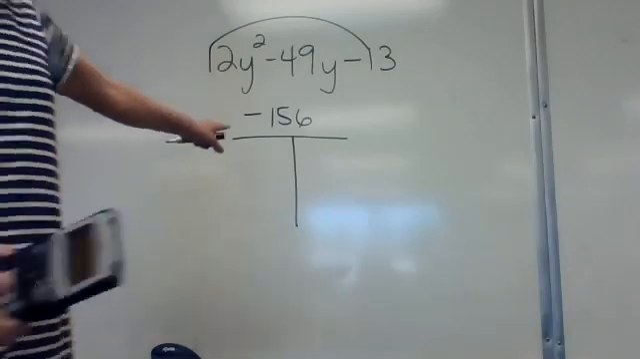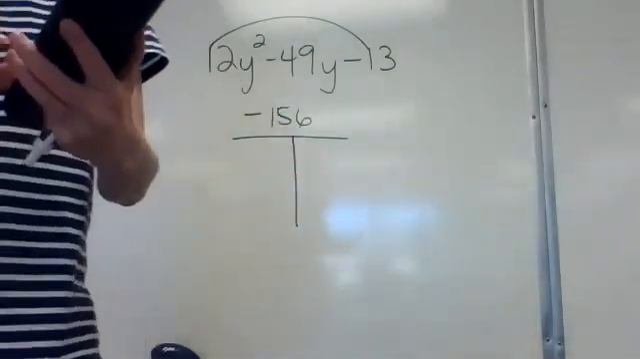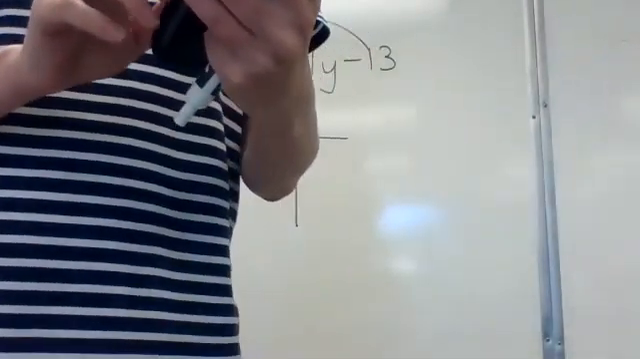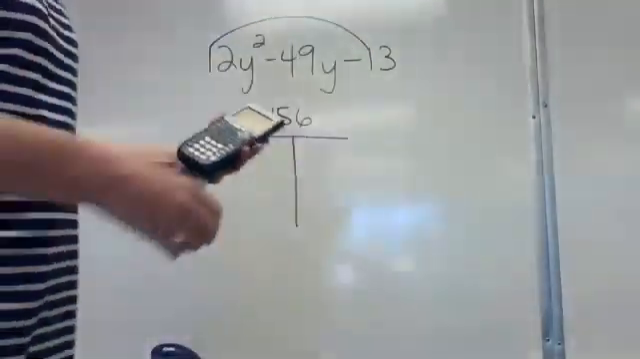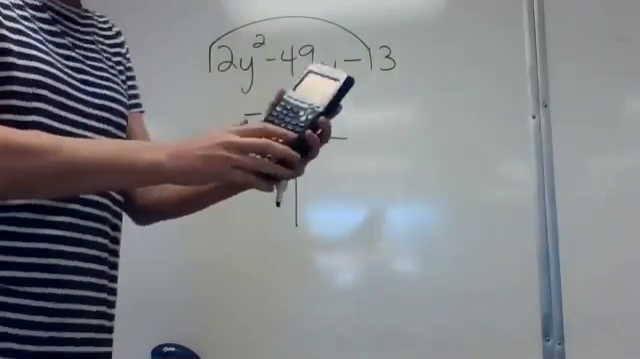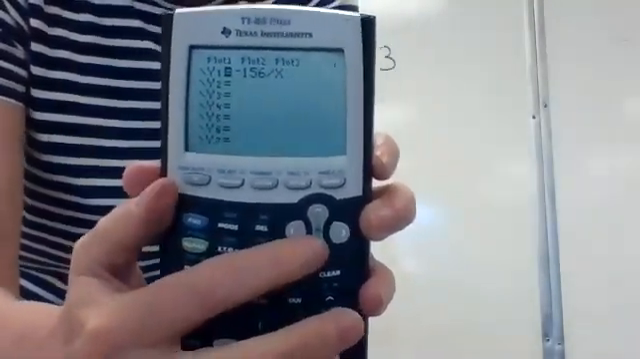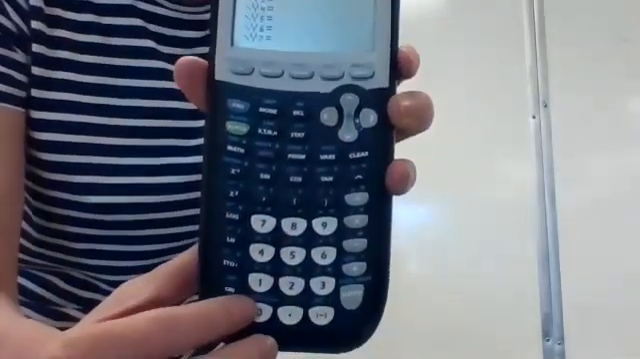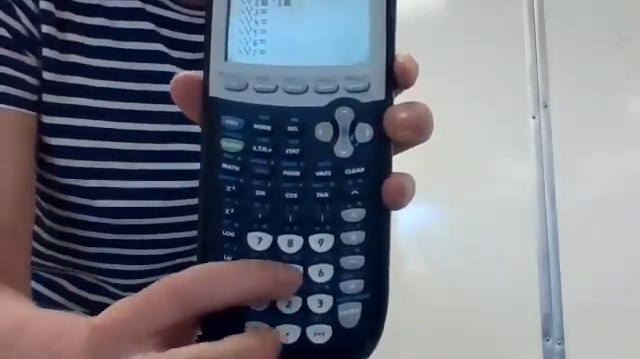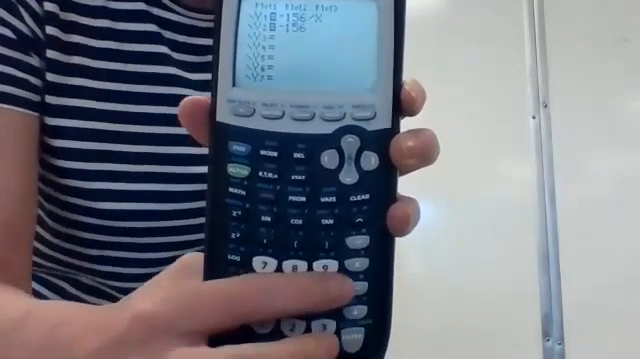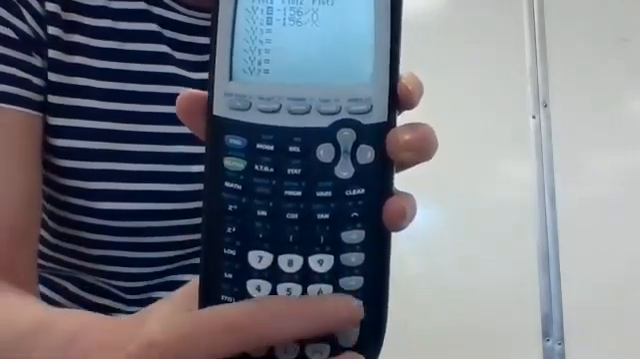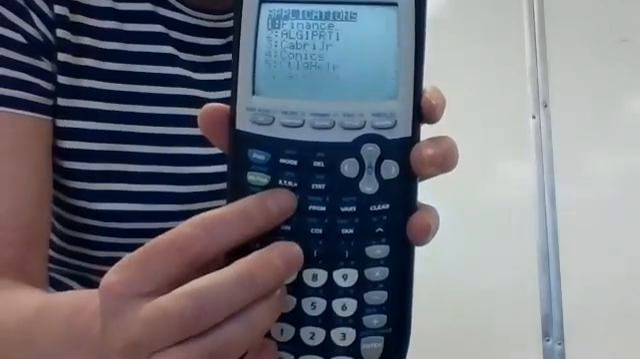So negative 156 is what goes in your y equals. Let's go to your y equals and clear it out. Put a negative 156 divided by x, and then do the same thing on the second one. Negative 156 divided by x, throw in a plus x.